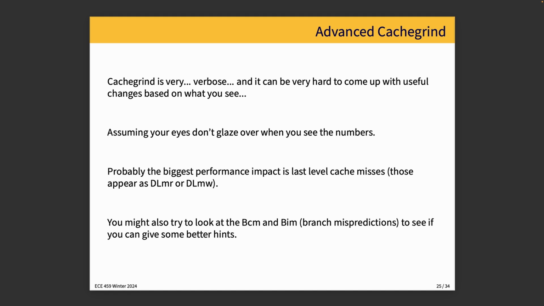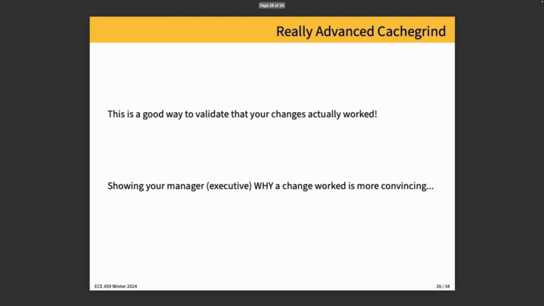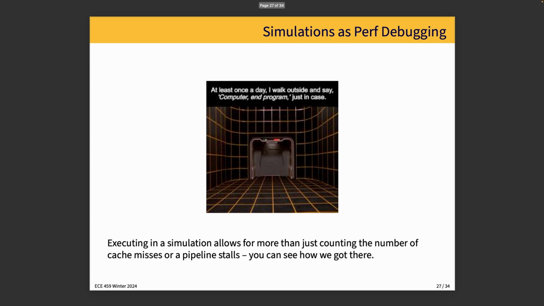The why, as in the mechanism aspect, is very helpful in justifying to a manager or executive that the change you made actually solved the problem, and improved results are not just luck or measurement variance or something like that. You can say, yeah, we made this change and it decreased the branch mispredict rate from X to Y, and that's why this runs faster. That's a lot more convincing than, well, we made this change and it's faster and we're not sure why. Right? It's a good way to validate that your changes worked, and showing this reasoning helps a lot.